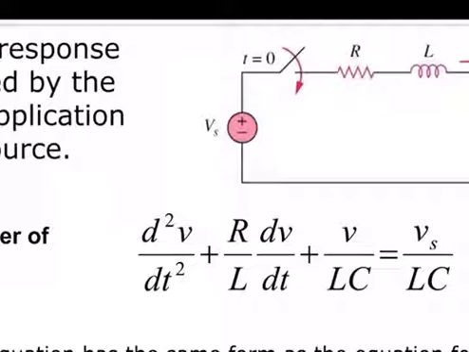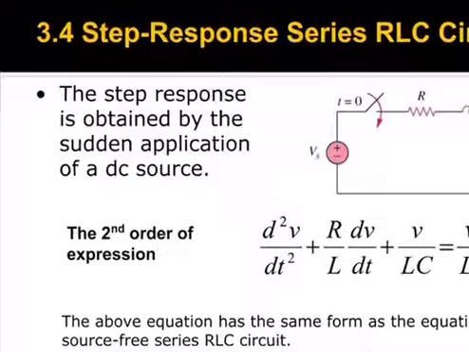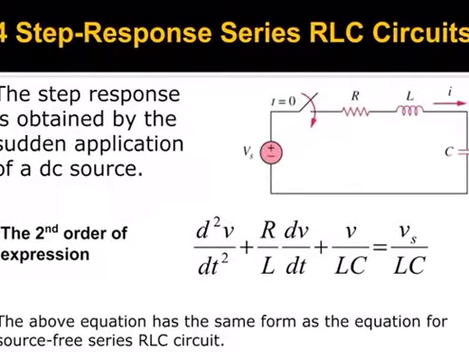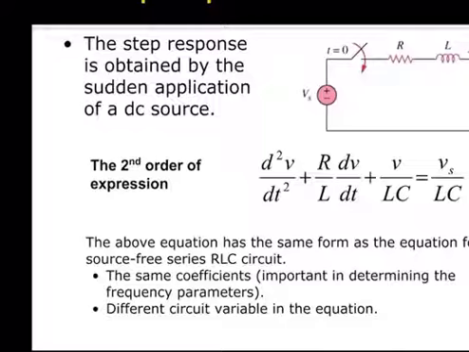Meaning that before that, your switch is open. As t equals 0, the switch closes. Now your Vs is connected to the RLC circuit. Alright, so the step response is obtained by the sudden application of the DC source Vs. The second order expression now becomes d2v/dt2 plus R over L dv/dt plus v over LC, which gives you Vs divided by LC.